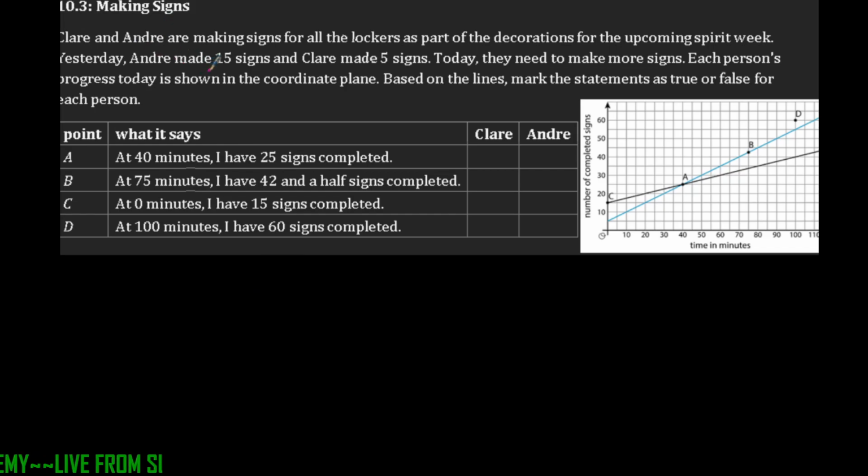And so what I'm going to say is this. I would say kind of figure out which person is which line. I'm going to say Claire is the blue line. And I'm going to say that Andre is the black line, which will be helpful because if you notice it says Claire made 5 signs and Andre made 15 signs. So using that information, I can say, hey, that's where they started at, and so those are going to be the starting points.